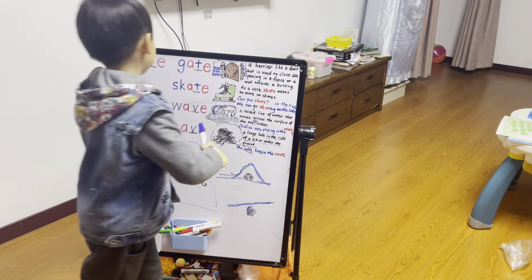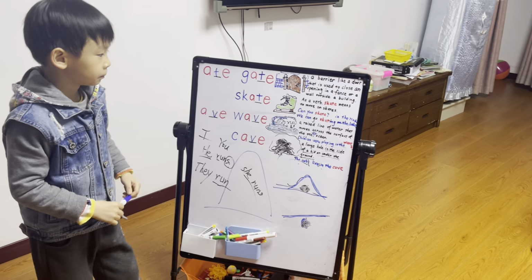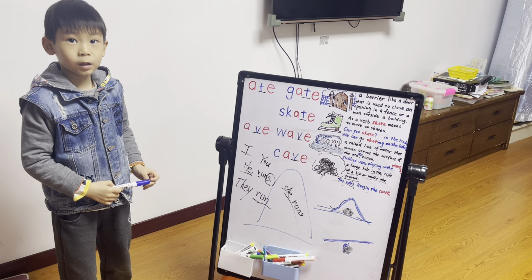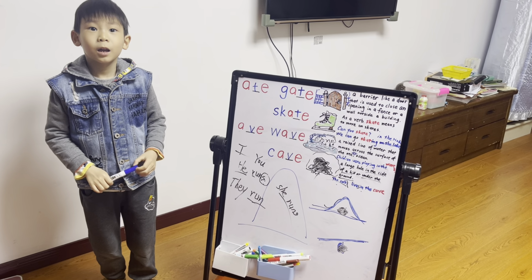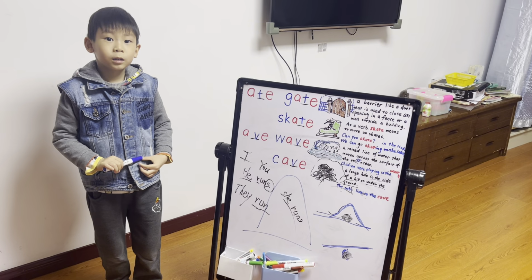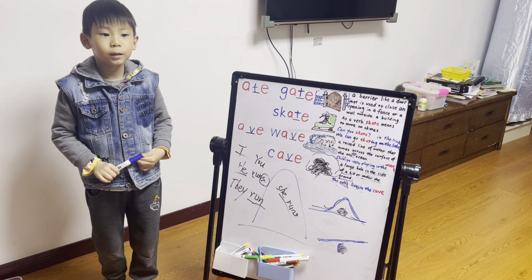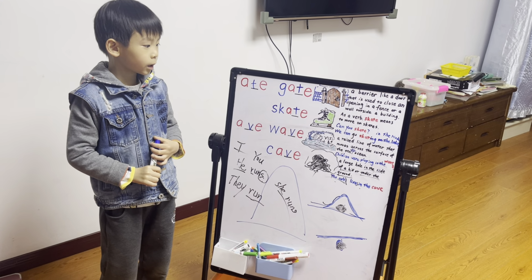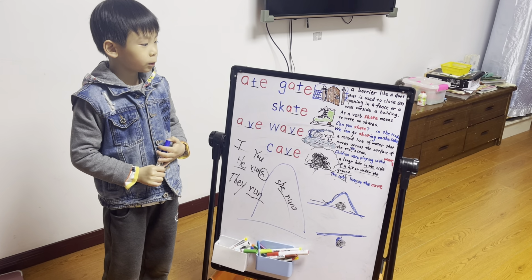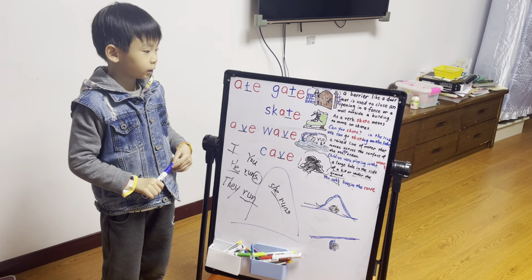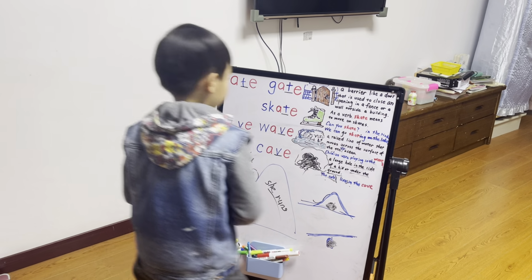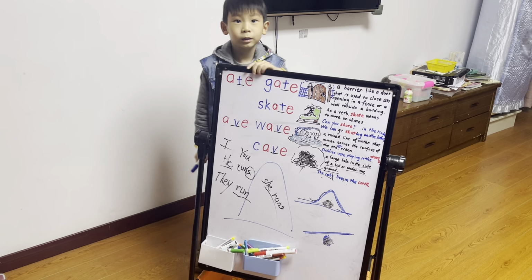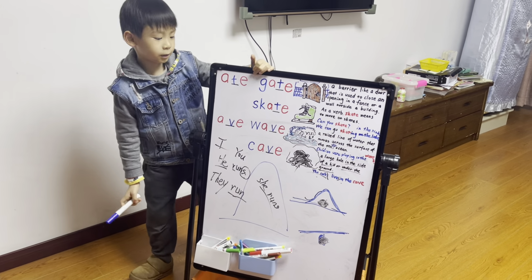Skate. Can you make a sentence? Gate and skate. Is there a gate in your nursery? Is there a gate in your kindergarten? I can use a key to open the gate. That is the sentence too. A key to open a gate. Good. Next one, skate. Gate, okay.